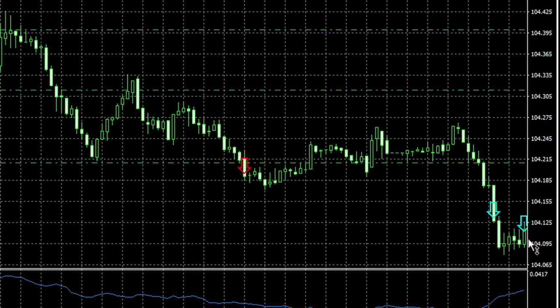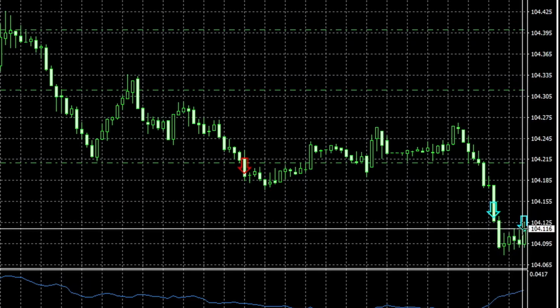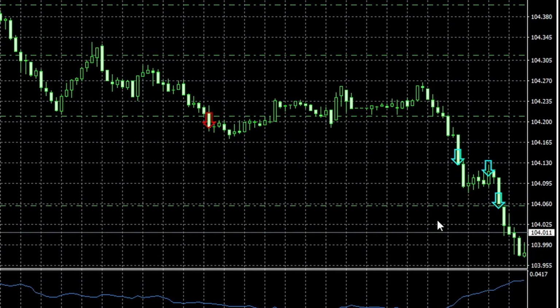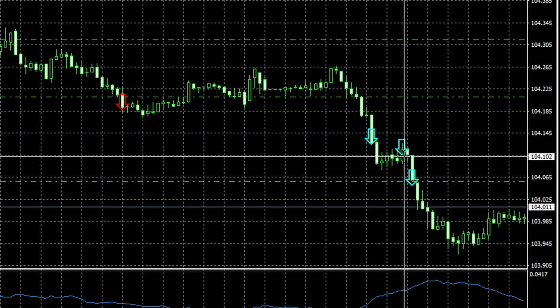I saw that it was retracing a little bit. It seemed like an okay place to enter, so I entered and put the stop loss at least 50 pips. I think I put it around here, about 70 something points. And eventually it went down. I put my take profit at about 100 points. Is that correct? Let's see.